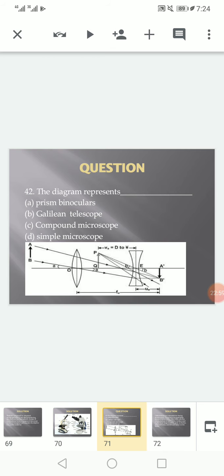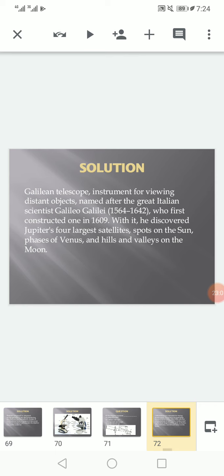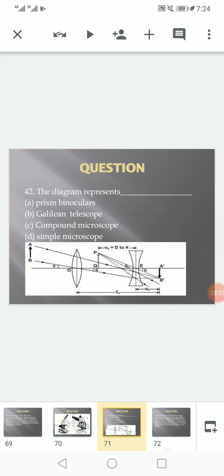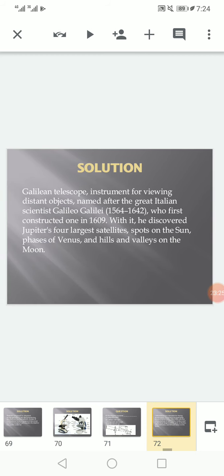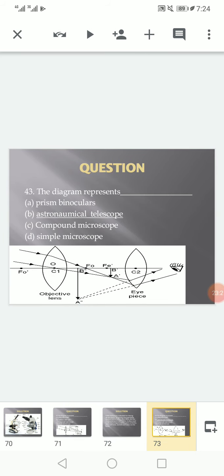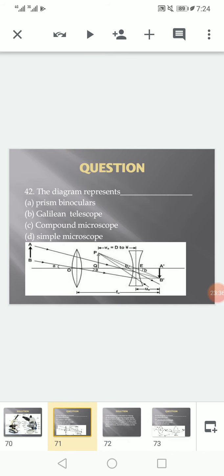The diagram represents what? This diagram represents a Galilean telescope. This is a diagram that shows a Galilean telescope. So let's look at a Galilean telescope. It is an instrument for viewing distant objects named after the great Italian scientist Galileo Galilei, who first constructed one in 1609. This is what a Galilean telescope looks like. Now the diagram represents what? This is what an astronomical telescope looks like. This is an astronomical telescope, and this is a Galilean telescope. Please, I want you to study it properly.